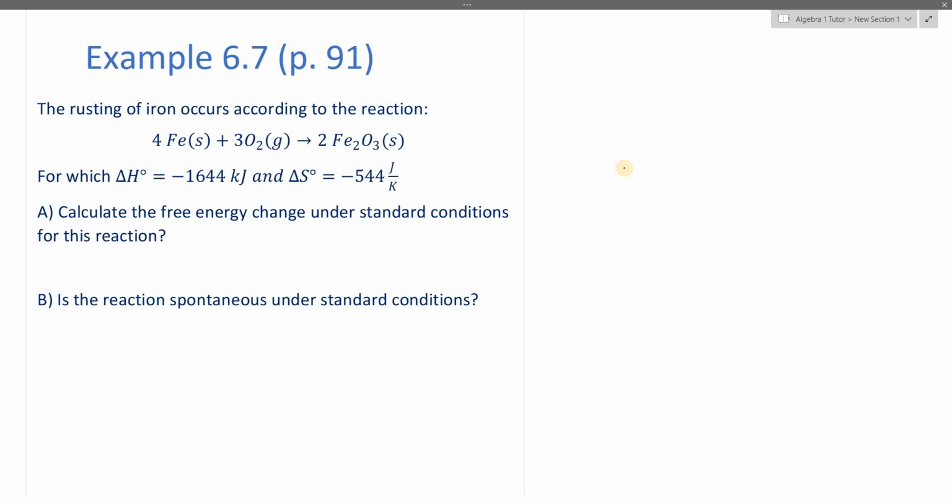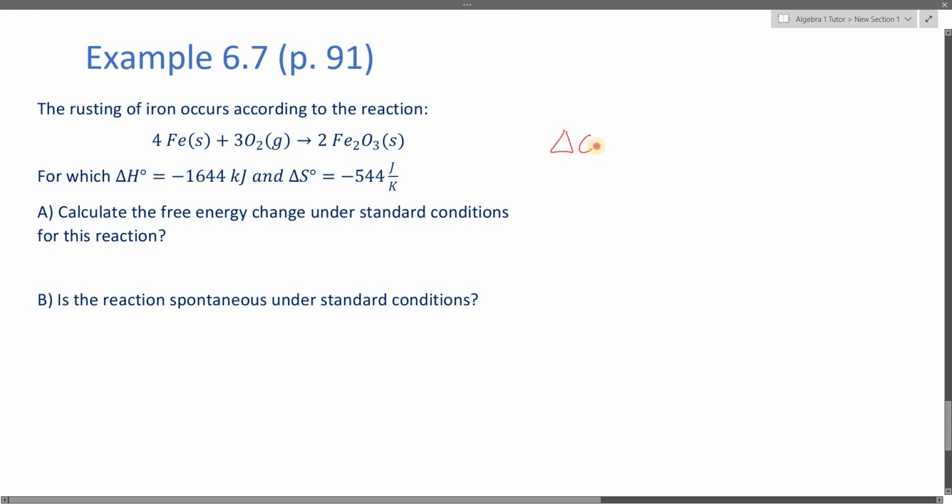Delta G, I'll write it up on the screen. Delta G is equal to delta H minus T delta S. Okay, remember delta G is Gibbs free energy. By the way, all of these are standard, and that's important for this. And then delta H is enthalpy, delta S is entropy. So what they've done is they've actually given us those values. Notice the units. The units are not acceptable here. It says calculate the free energy change under standard conditions.